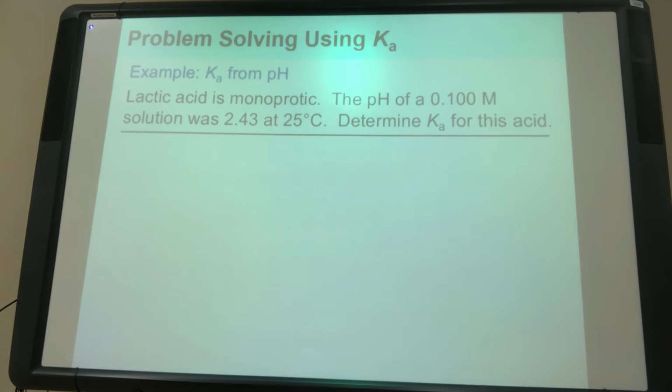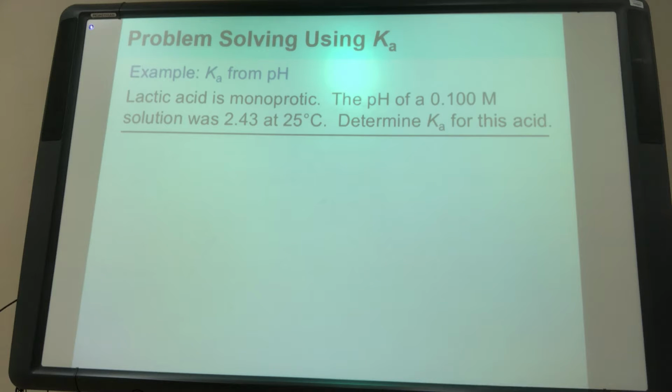So let's keep trucking with our acids and our bases chapter. Let's look at a problem. We've already done problems like this when we did our equilibrium, very similar to what we did with our equilibrium problems. So instead of really explaining it, we're just going to jump into a problem.